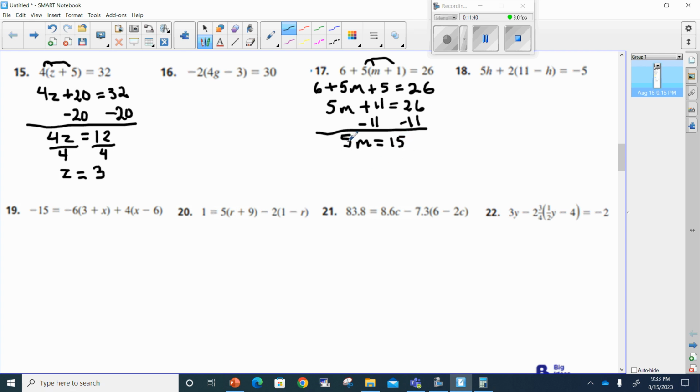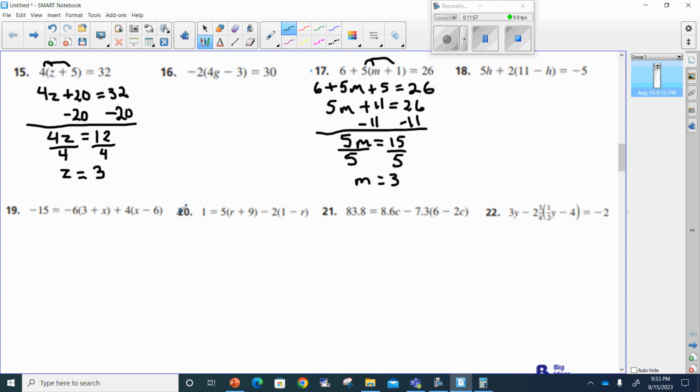Now I've got to get 5 away from m. Since I'm multiplying 5 to m, I'll divide it away. Remember, I'm always going to do the opposite operation of what I see. Well, this is going to leave me with m, because 5 divided by 5 is 1. That's 1m left over. And 15 divided by 5 is 3.